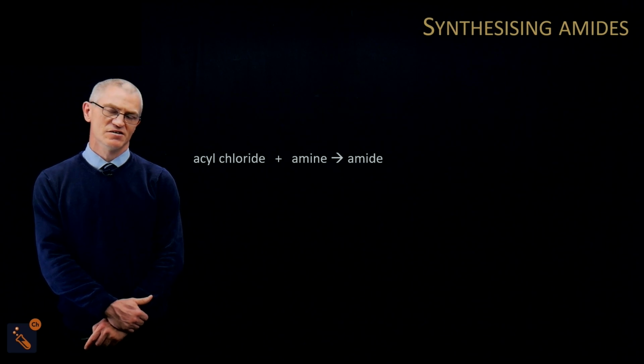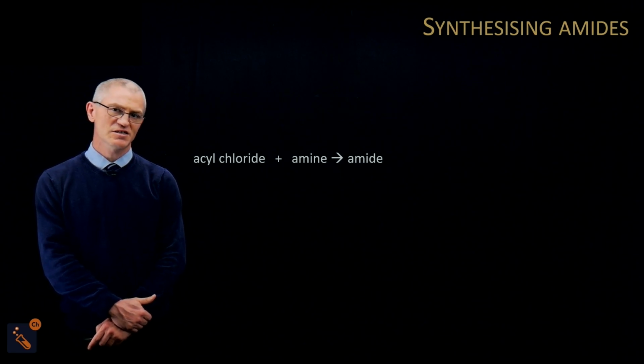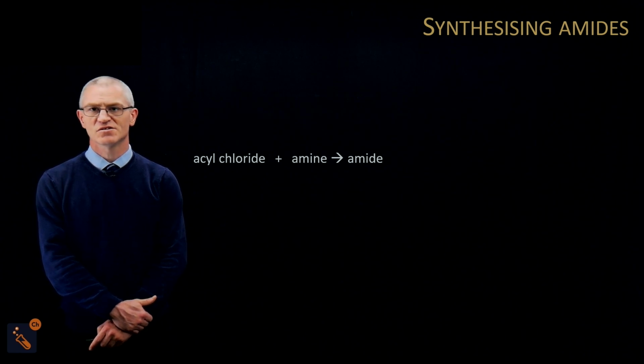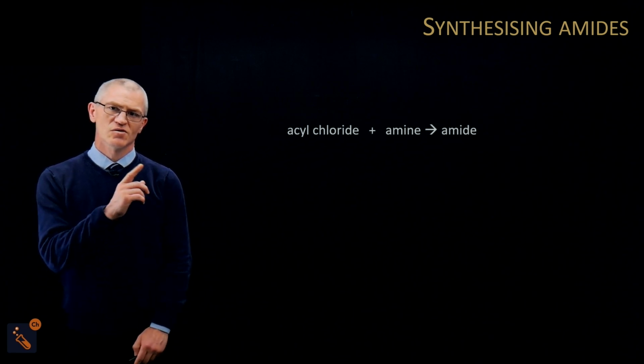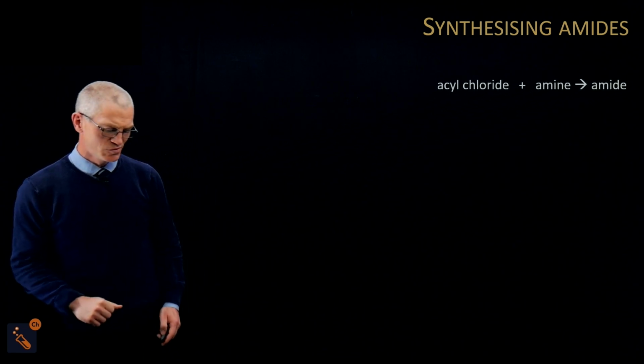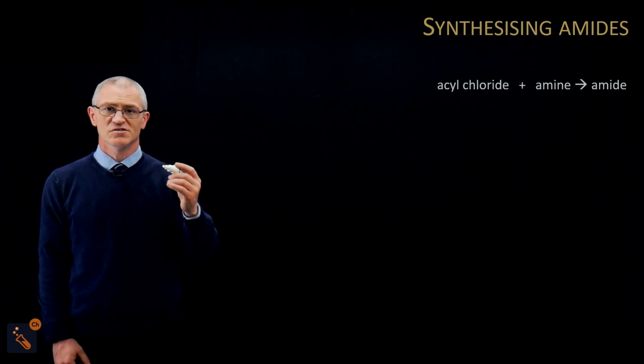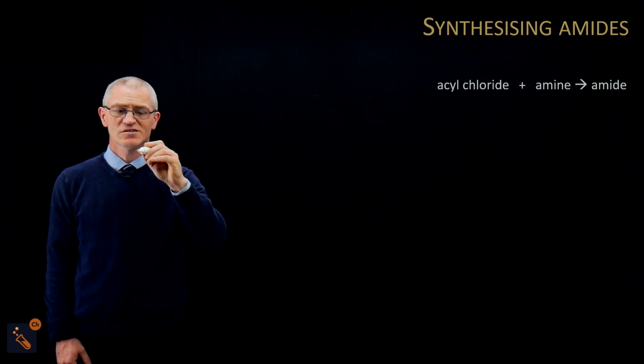We're now going to synthesize amides. And those syntheses of amides are done through acyl chlorides. So acyl chlorides react with amines to create that amide. So let's do the simplest example that you can think of in terms of drawing acyl chlorides and amines. So we need a really simple amine and a simple acyl chloride.